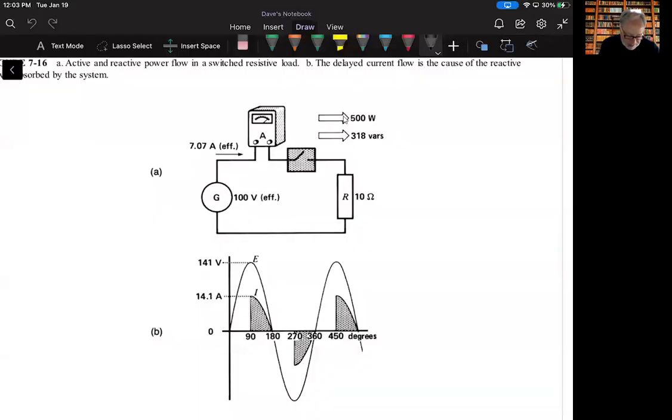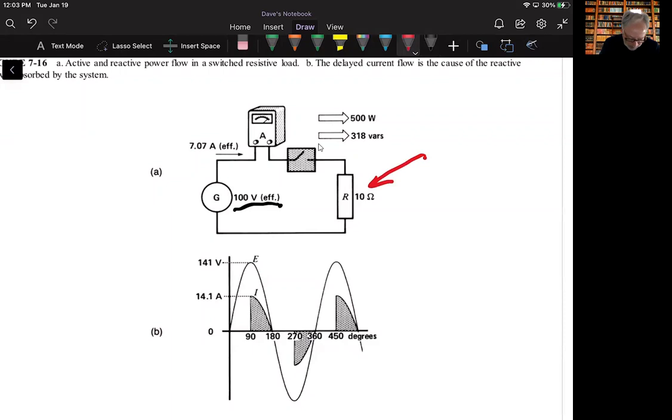So as he says in this section, sometimes there's a situation where loads absorb reactive power without creating any magnetic field. And one of those situations is shown in this figure 716. And it happens a lot in power circuits where current flow is delayed by some sort of switching device. One example of that is a thyristor, and then we'll see other examples of that later. But as you look at this particular problem, you have a 100-volt effective 60 hertz source, and it's connected to a 10 ohm resistor out here.